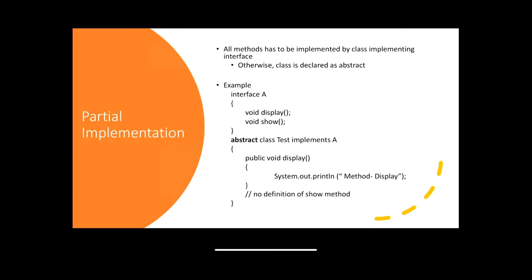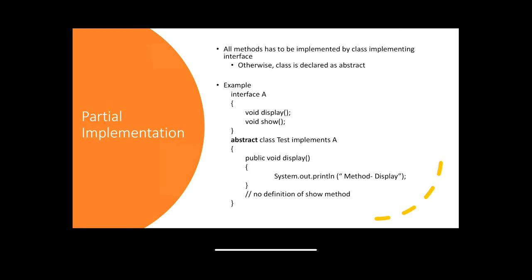A class which implements an interface has to implement all the methods declared in the interface. Otherwise, the class has to be declared as abstract. This is called partial implementation. In this example, you can see that interface A has two methods, display and show. The class XYZ implements interface A and provides a definition to only the display method. This is why the keyword abstract has to be written in front of the class.